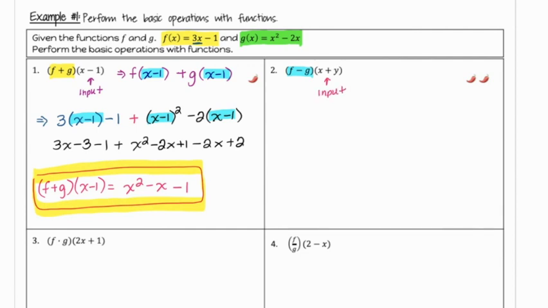So what this is telling us to do is take your f function, input x plus y, subtract your g function when you're inputting x plus y. All right, so here is my new input, x plus y, x plus y. So what we're going to do is take our f function, which was 3x minus 1. So in this case, 3 times the input, minus 1, subtract the g function. Remember what I said about subtraction? I want extra brackets there. So I'm going to be subtracting the entire g function.